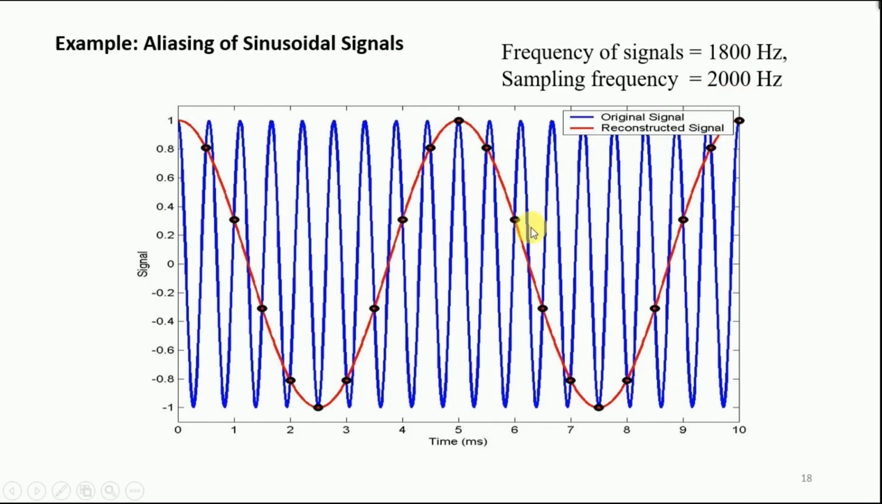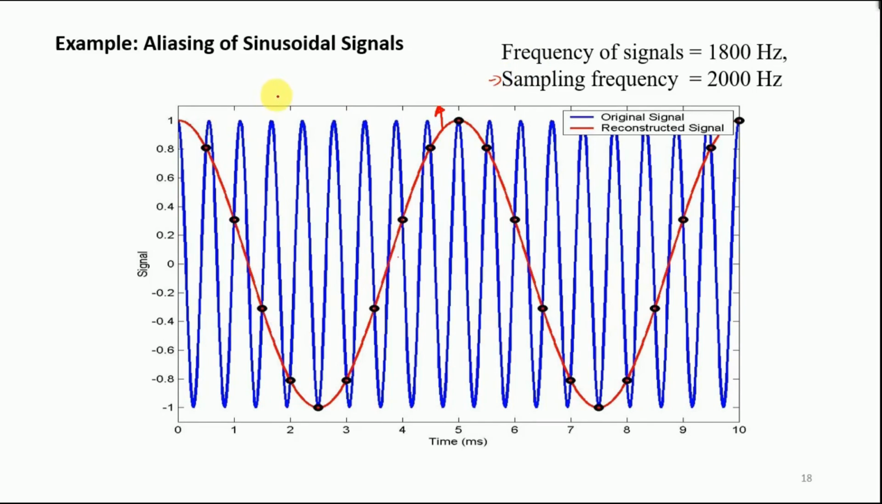Similarly, assume a sinusoidal signal which has a frequency of 1800 Hz, and we sample the signal at 2000 Hz. The blue one is the original signal and the red one is recreated based on the interpolation. Note that the frequency of the signal is 1800 Hz. So this means that the sampling frequency according to the Nyquist criteria should at least be 3600 Hz. But we have set the sampling frequency less than that, at 2000 Hz. So we would not recover the original signal, and in fact we will get a signal which has a much lower frequency.